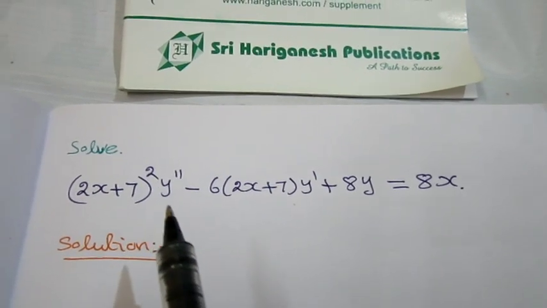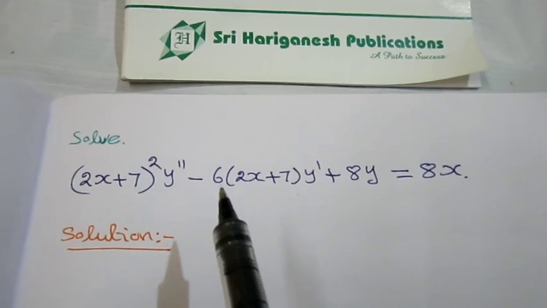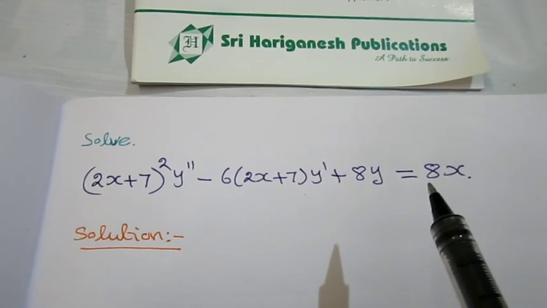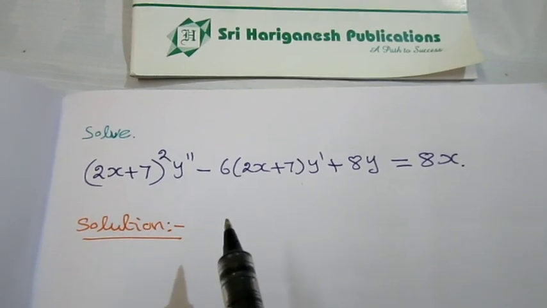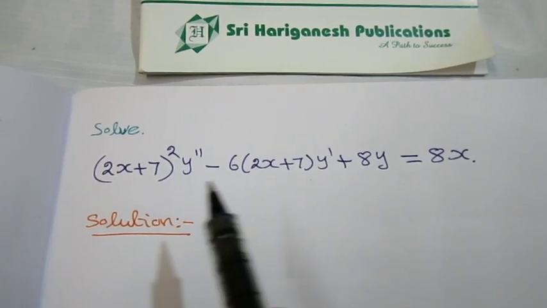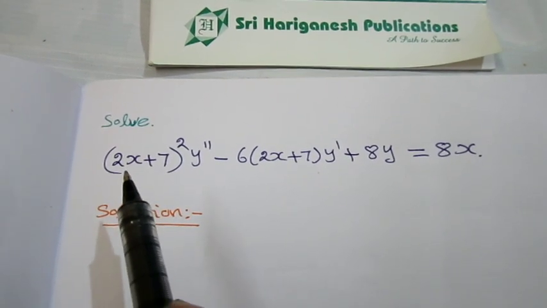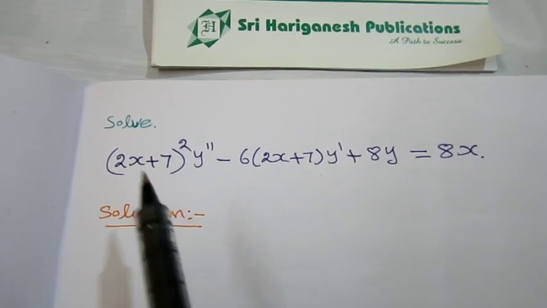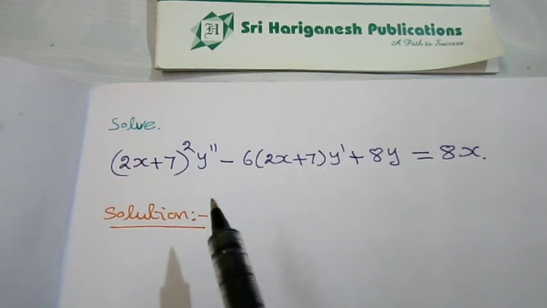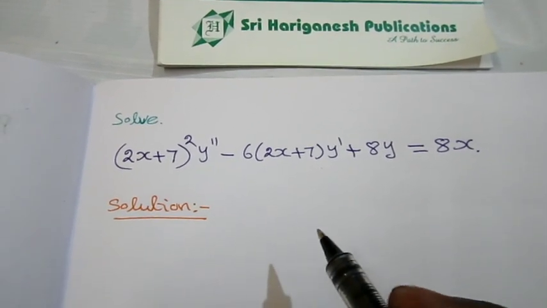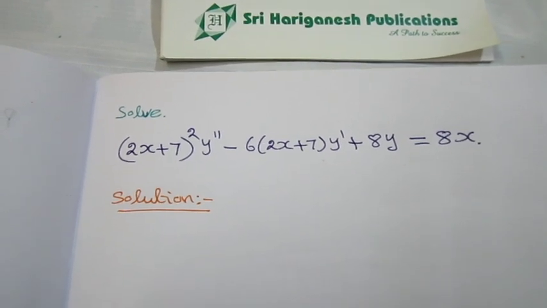(2x plus 7) the whole square into y double dash minus 6 into (2x plus 7) into y dash plus 8y equal to 8x. So this is the linear differential equation with variable coefficient. The variable coefficient is of the form ax plus b. Therefore it is a Legendre linear equation. To solve this Legendre linear equation, we have a method.